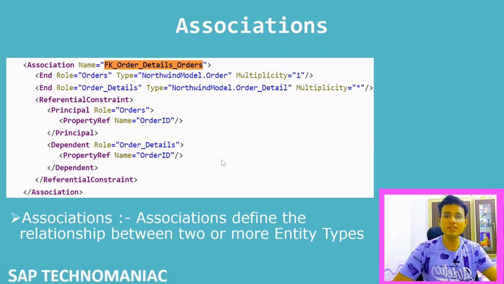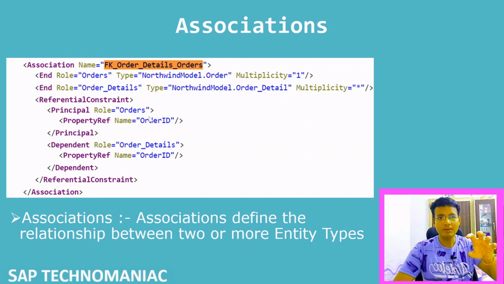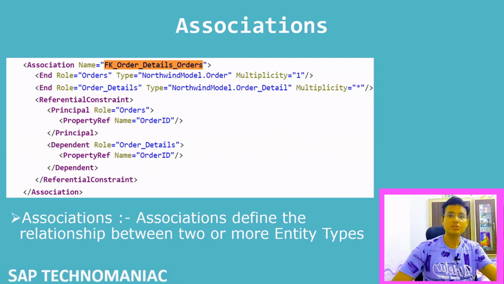This is one example from the Northwind OData service, where one of the association names is order detail orders. Basically, this association is establishing the relationship between the order and order detail. If you read this OData metadata document, you can see one association called order details and order, and there is one role in the association.